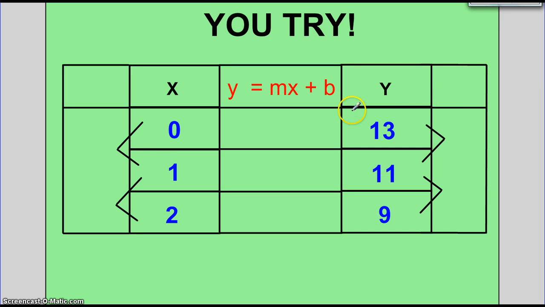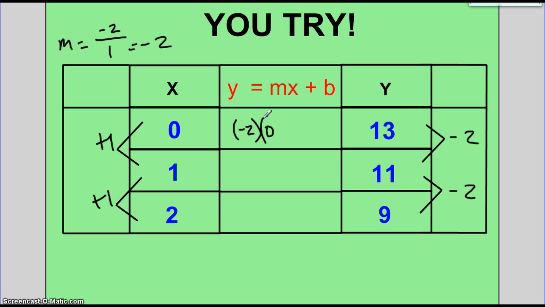Let's try it again. So my difference here is plus 1 and plus 1 and minus 2 and minus 2. So that means my slope, I can say, is negative 2 divided by 1, which is negative 2. Now I use this H chart, so I have a slope of negative 2.